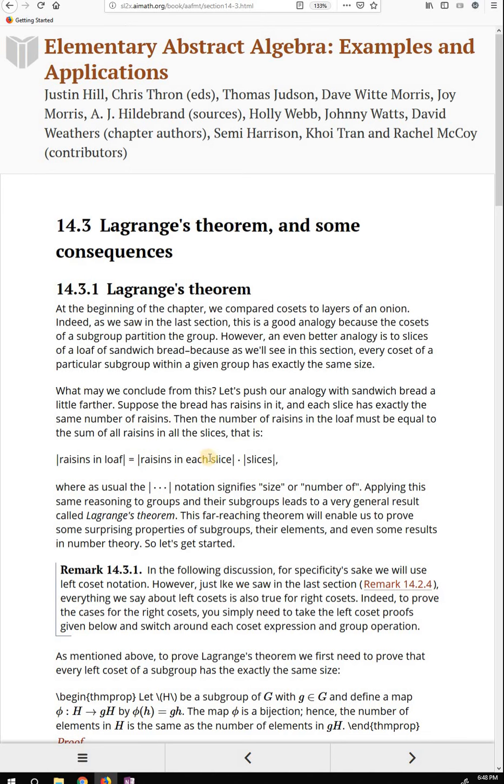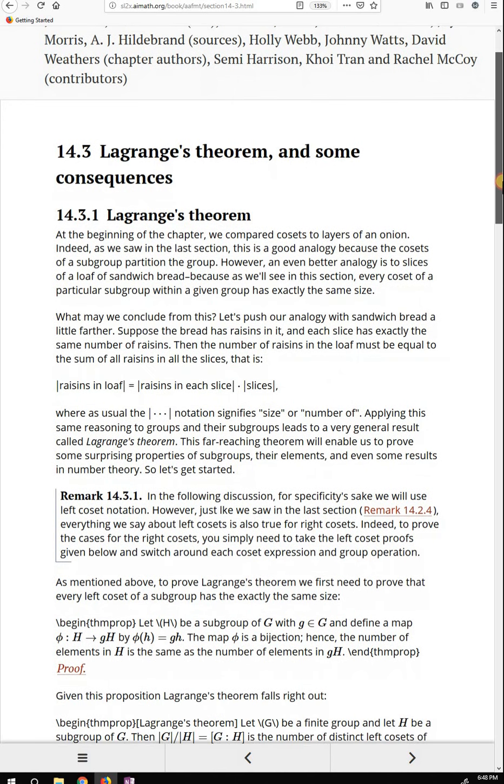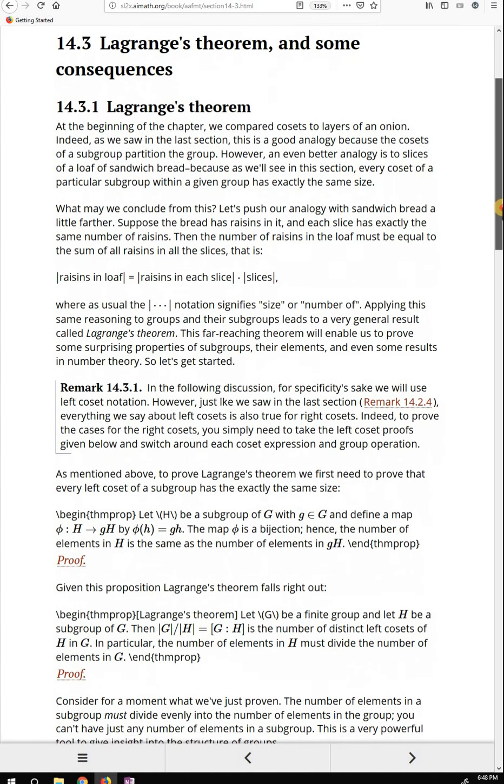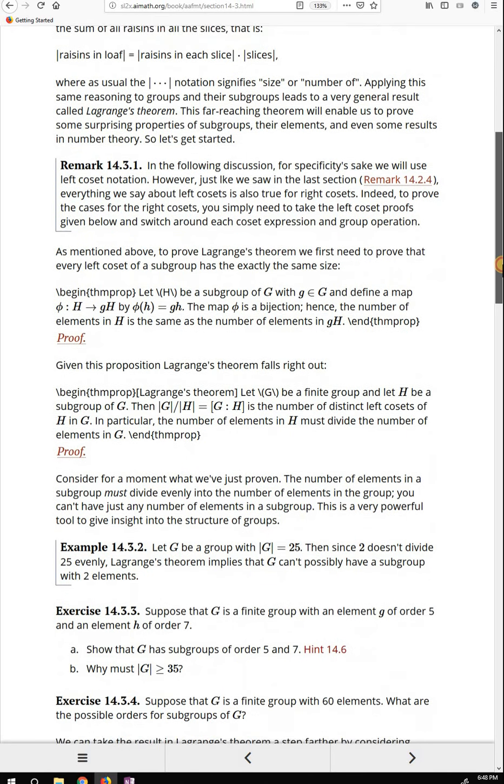The raisins in the loaf is raisins in each slice times the number of slices. Now we're going to translate that into abstract algebra. Raisins in each slice is the size of the subgroup. Then the number of slices is what we just call the index, or the number of cosets. So that's true in general. It's true for raisin bread, it's true for groups. And that's what it says here.